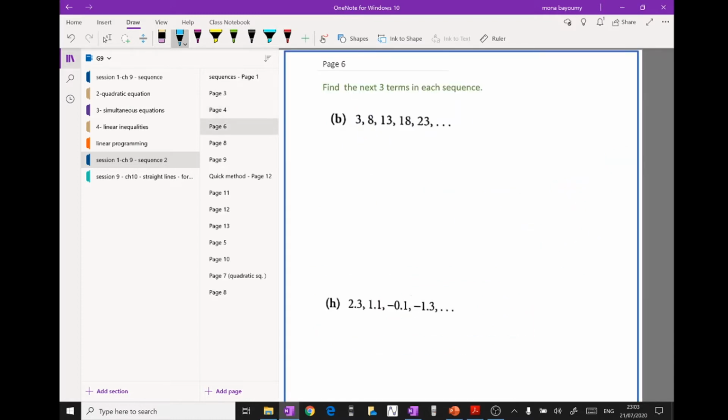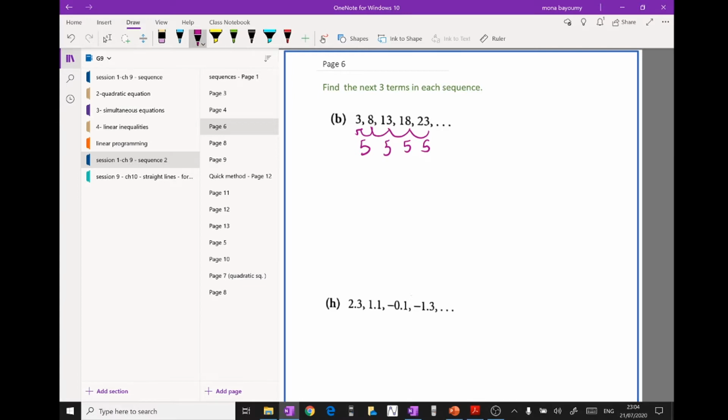Okay. Now find the next three terms in each sequence. To find the next three terms, now we have learned it. We have to find the common difference. To find the common difference, I have to subtract. 8 minus 3 will be positive 5. 13 minus 8, again 5. 18 minus 13, 5. Again 23 minus 18, it is 5. So to find the next three terms, each time you have to add 5.